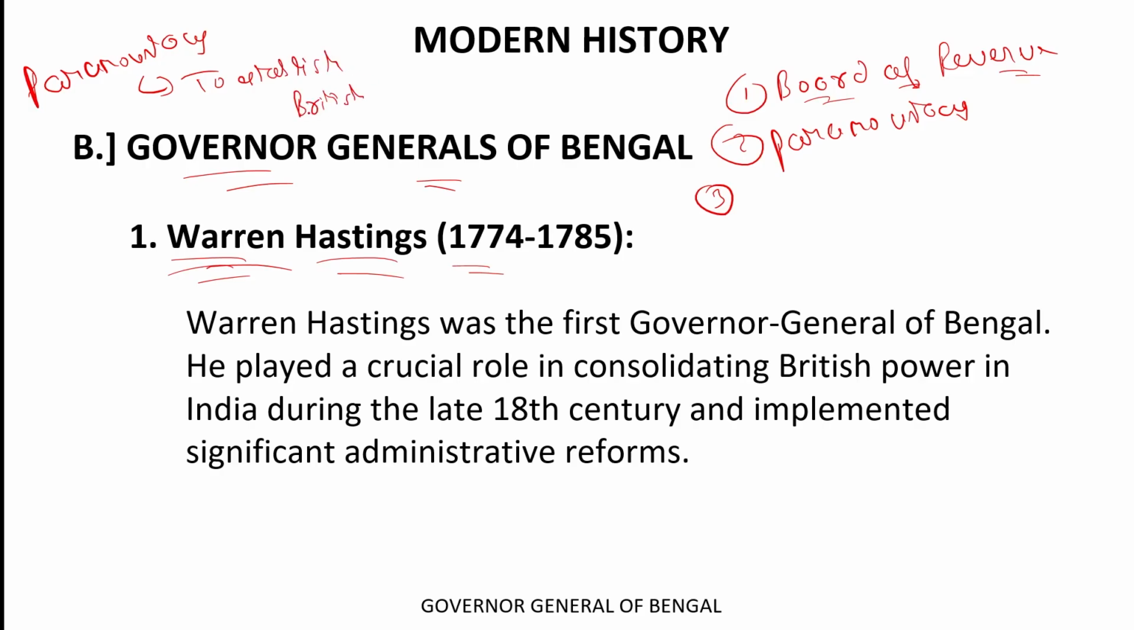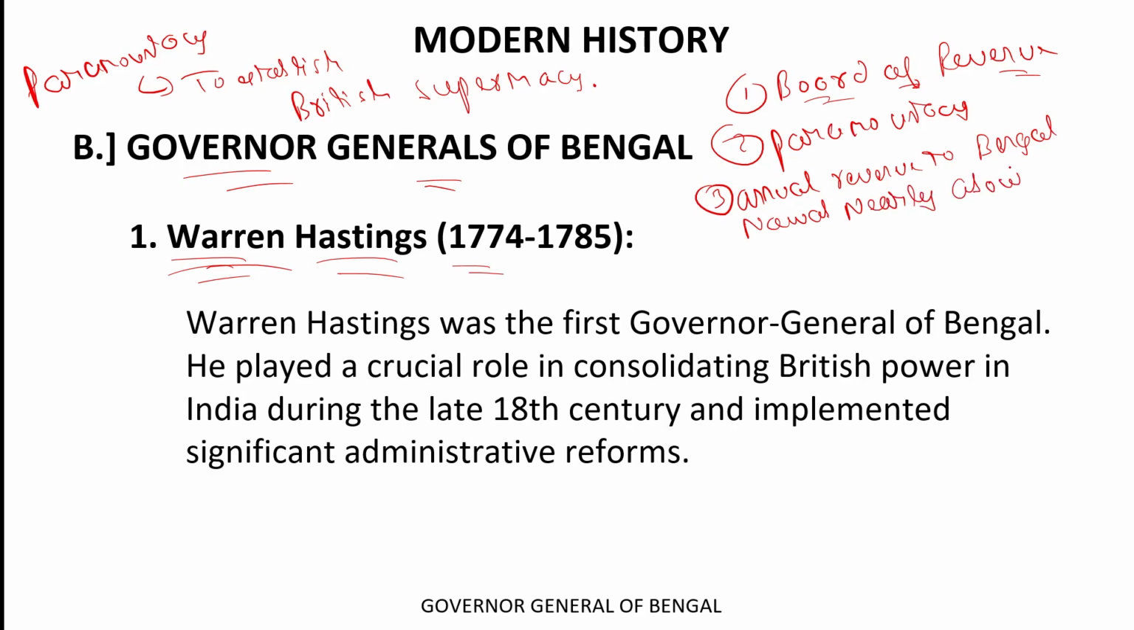British supremacy. Basically, paramountcy was to establish British supremacy over all the resources. Thereafter, he started paying annual revenue to the Bengal Nawab, nearly about 16 to 32 lakhs.